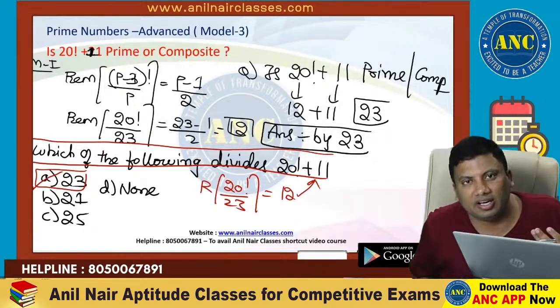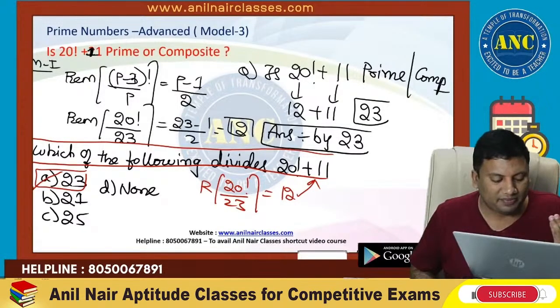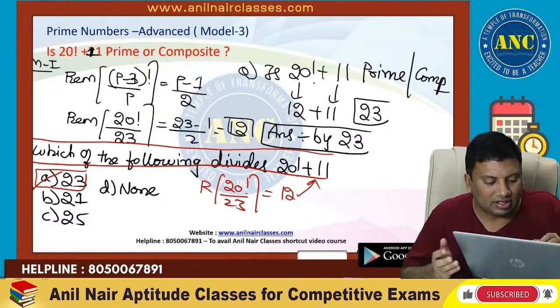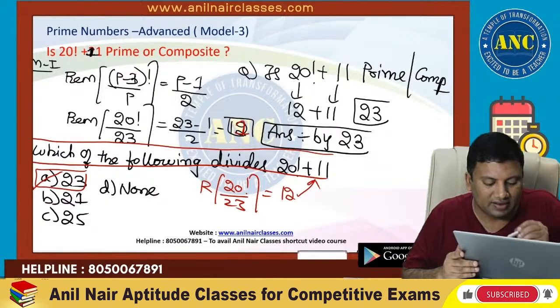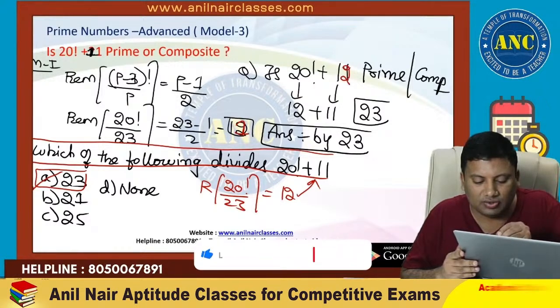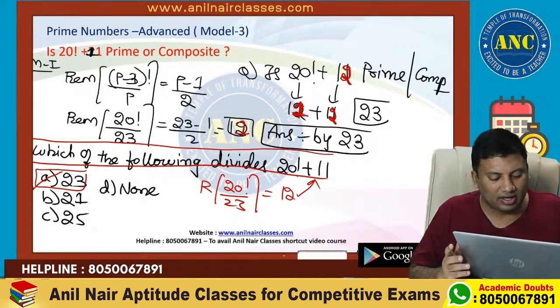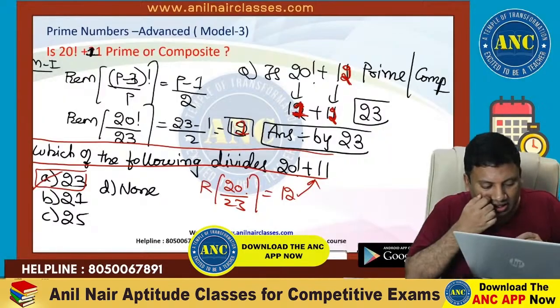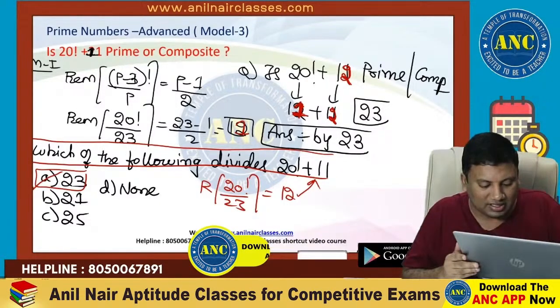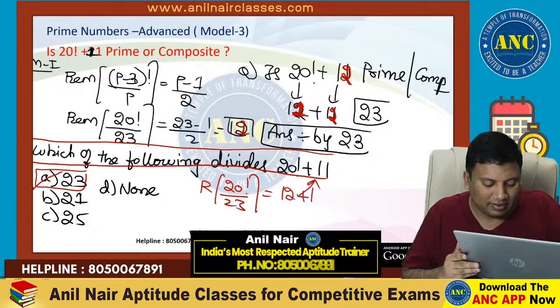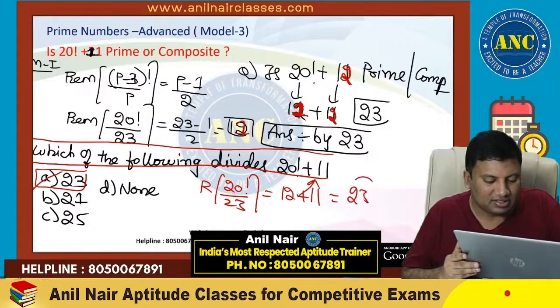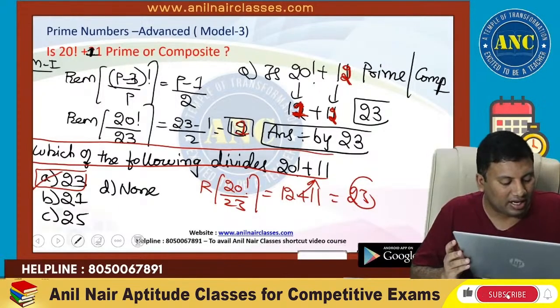Which of the following divides 20 factorial plus 11? 20 factorial divided by 23, it is nothing but 22 by 2, which is 11. So let us change it, it is 12. I took it as 11, there is a calculation mistake. So this is nothing but 12 plus 11, which is nothing but 23. Answer is divisible by 23. I hope the idea is clear.